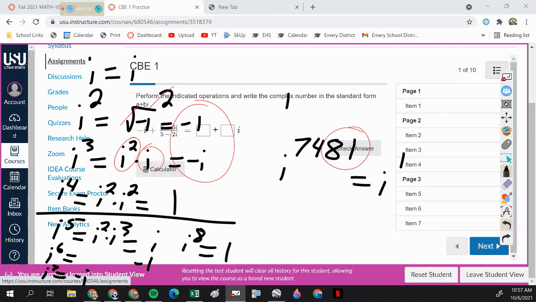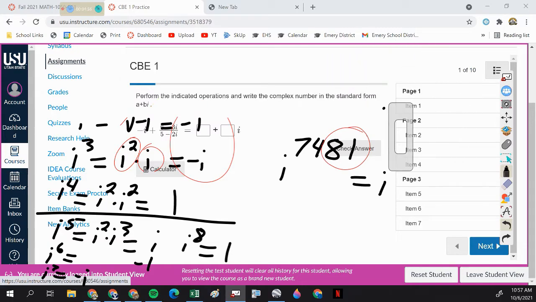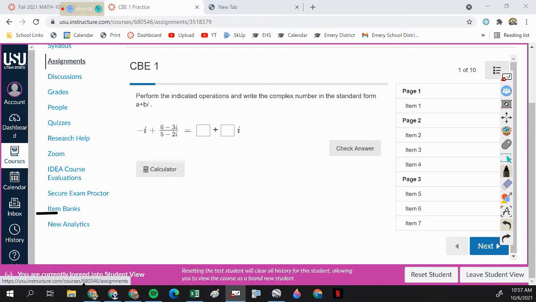Okay? If I had i to the 5,750, let's do 54. What is the remainder of 54 when you divide by 4? 4 goes into 52, so it would be some number, remainder 2. So this is exactly the same thing as i squared, which is -1. Okay? All right, so that's just a really quick review on i's.